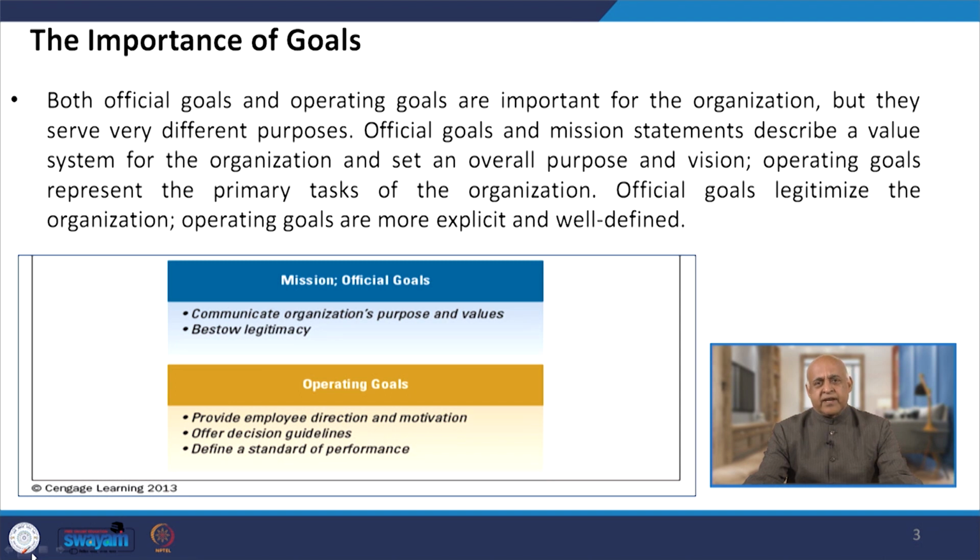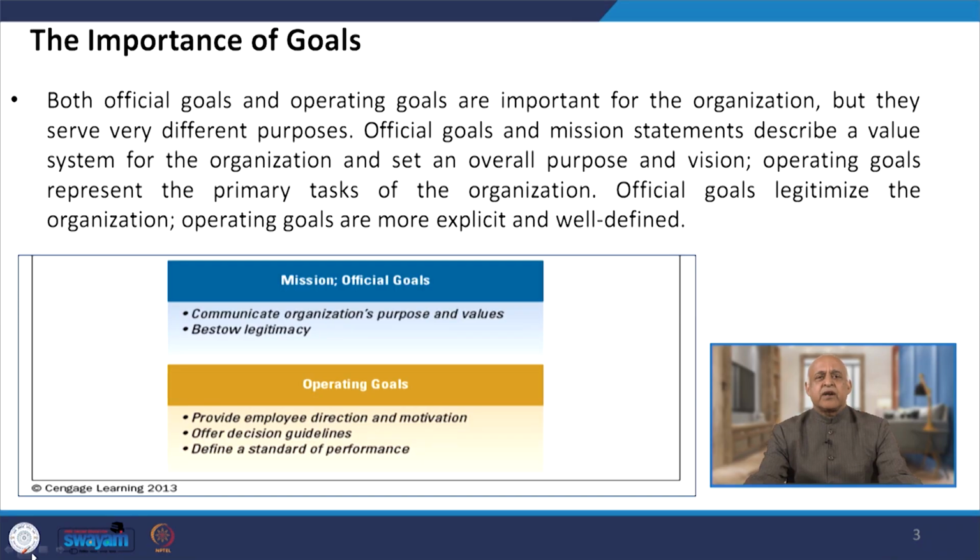We understand that organizations are driven by goals, and the articulation of the goals becomes very important. Whether it is the official goals or the operating goals, both are important for the organization, but they have very different purposes. Official goals and the mission statements describe a value system for the organization, that is, the value by which they will achieve this particular goal. For example, excellence in quality is a value system for the organization, and therefore it will be an official goal.